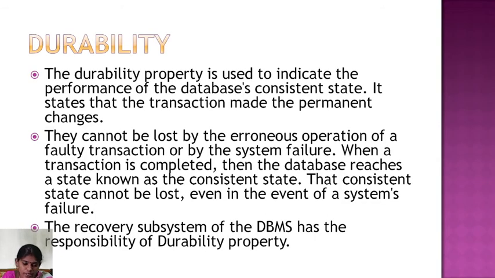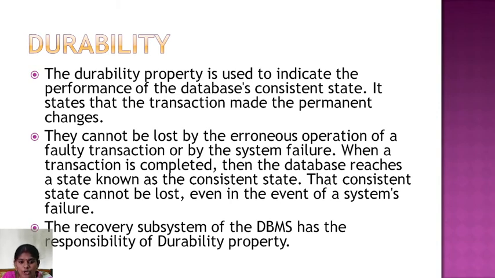Next one is durability. So this is a main property. Durability is used to indicate the performance of a database consistent state. It is the state in which the transaction made the permanent changes. So that is one consistent state to another consistent state. So if any failure occurs, we have to recover the data from the old state. The database must be updated only when the transaction is completed. So that is very important for durable database consistency.